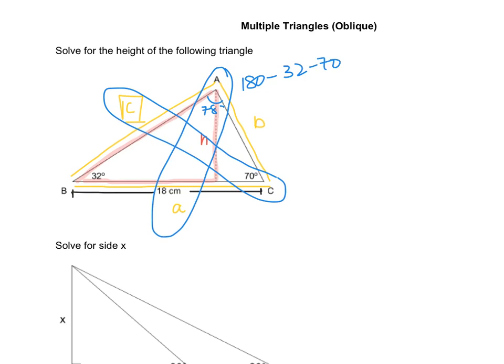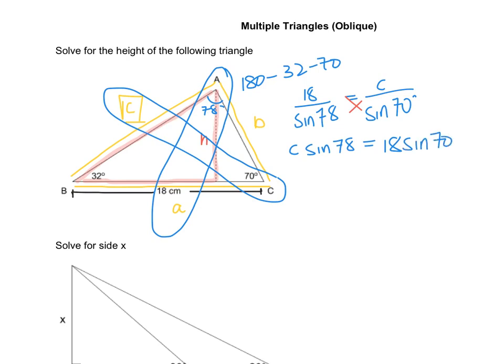I'm going to use sine law. So side A is 18 over sine of the angle equals side C over sine of the angle, which is 70 degrees. Now I'm just going to cross multiply. So C times sine 78 is equal to 18 times sine 70. Then I can divide both sides by sine 78 to cancel it out on the left. And now you can go to your calculator and type this in.